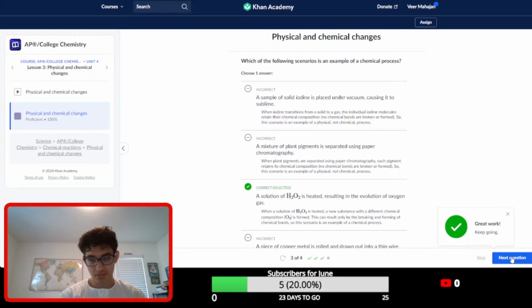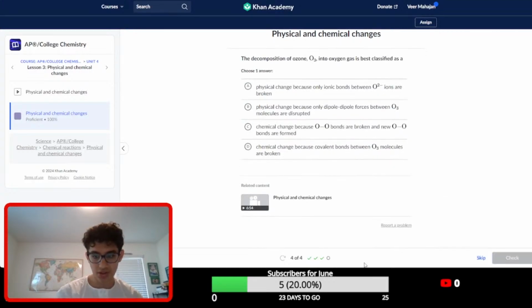So you're obviously changing the composition. You're making it from H2O2 to, I think, H2 and O2. So that's definitely the chemical one. Over here into oxygen gas. So if you're breaking it into oxygen gas, that's a chemical change because covalent bonds between O3 molecules are broken and new bonds are formed. Okay, so it's definitely a chemical change.